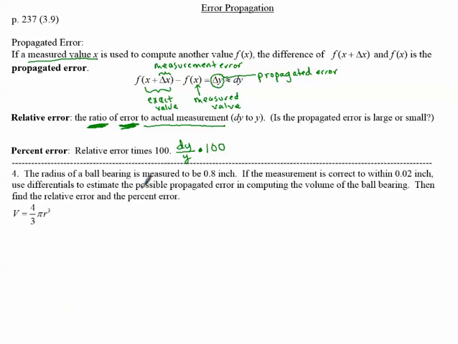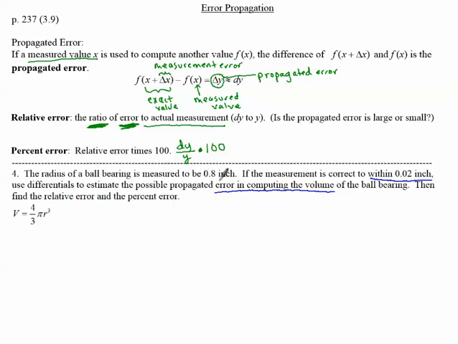Let's try an example. The radius of a ball bearing is measured to be 0.8 inch, 0.8 of an inch. If the measurement is correct to within 0.02 inches, use differentials to estimate the possible propagated error in computing the volume of the ball bearing. Then find the relative error and the percent error.